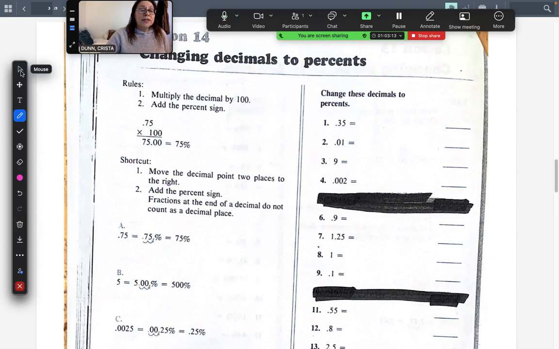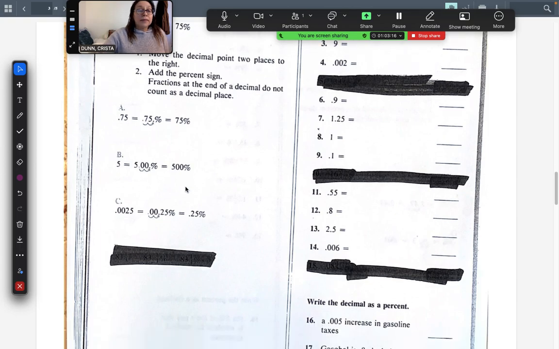Let's look at the demonstrations here. 0.75, and I'm going to really move that decimal point over 1, 2, 2 places bigger, right? That's what the right is. Gets bigger. Oh yeah, I went from 7 and then to 75. So that's 75, and then when I do that, I have to make sure I put that percent symbol here.